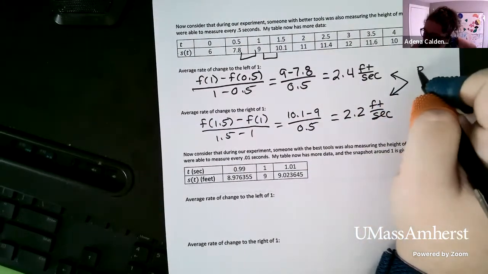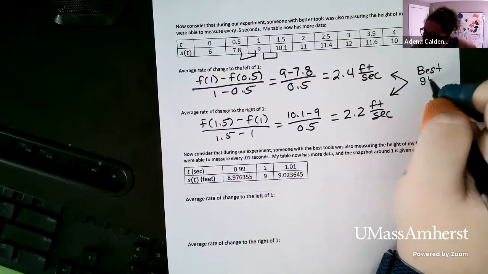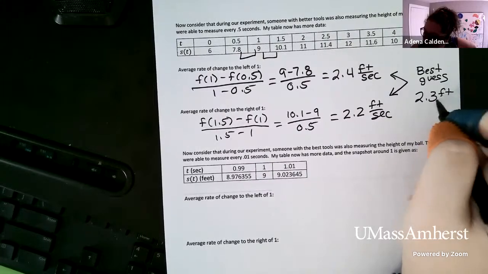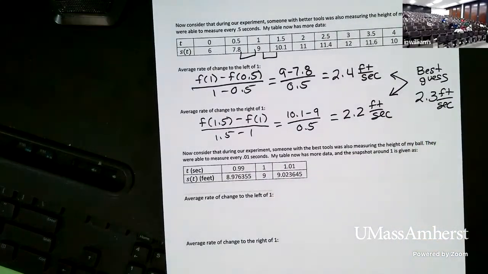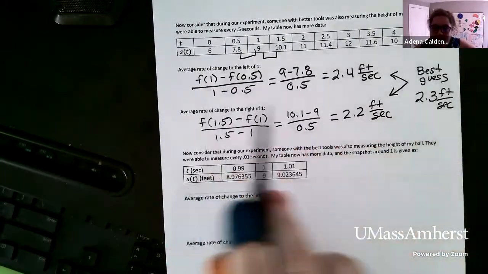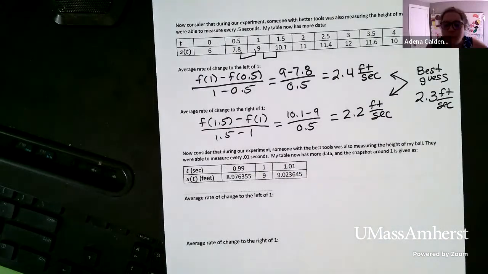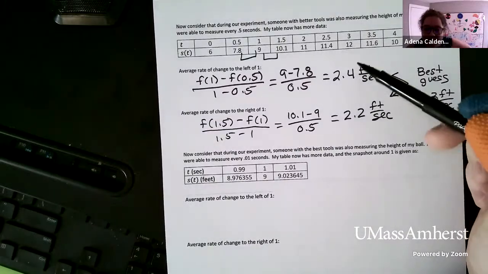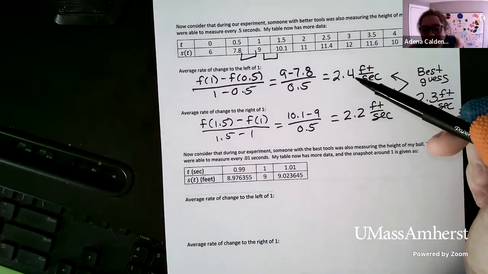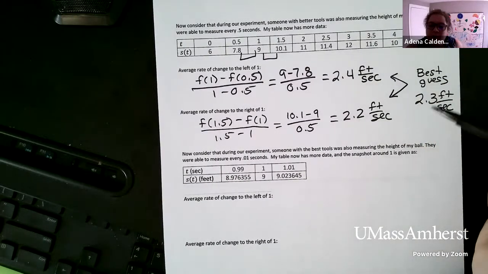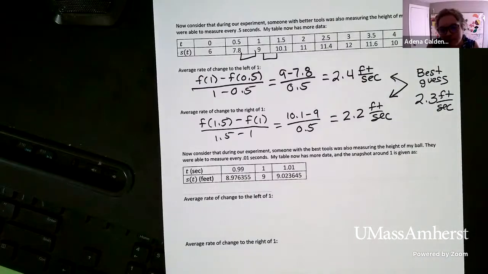And so our best guess here is to average these two together, and we get 2.3 feet per second. Okay, so this best guess is better than the first best guess because our information is better. So before we were approximating 2.5, but we know now that the instantaneous rate of change can't be 2.5 because it has to be between 2.2 and 2.4. So we've updated it to a better best guess, I guess is the way we'll say it.